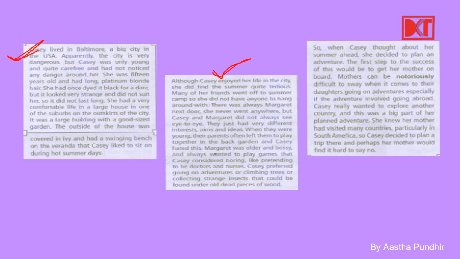So because in summer she did not really have any friends to spend time with, she thought about this adventure, planned it, and decided the first step would be getting her mother on board. But she also thought that mothers are very likely to say no if their daughters ask about going abroad, planning this sort of an adventure. But she thought that maybe because her mother had visited so many countries when she was young, maybe she won't really say no. Okay, so this was the small little passage. Now let's move to the questions.